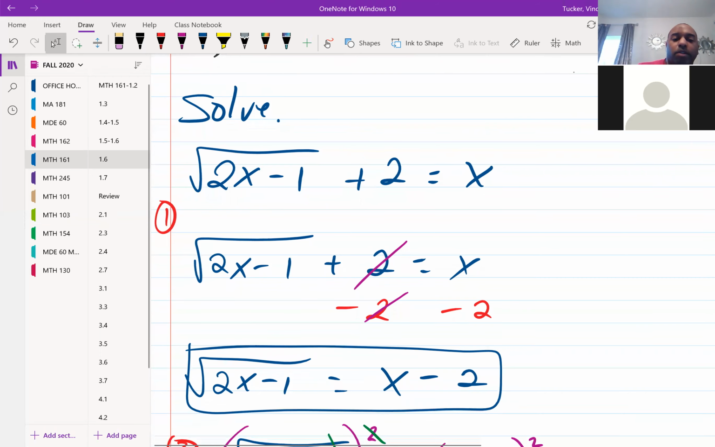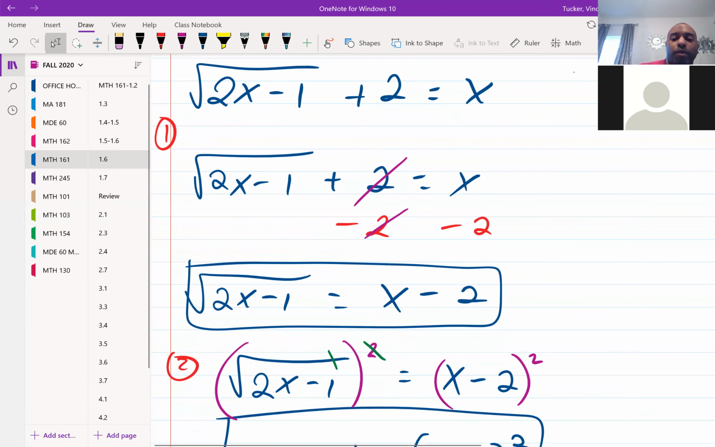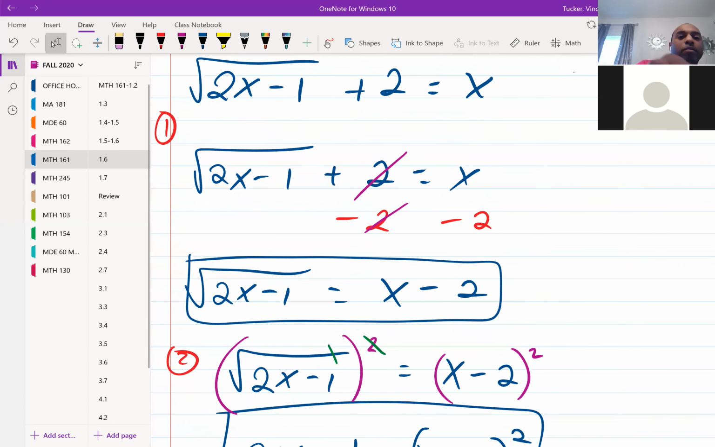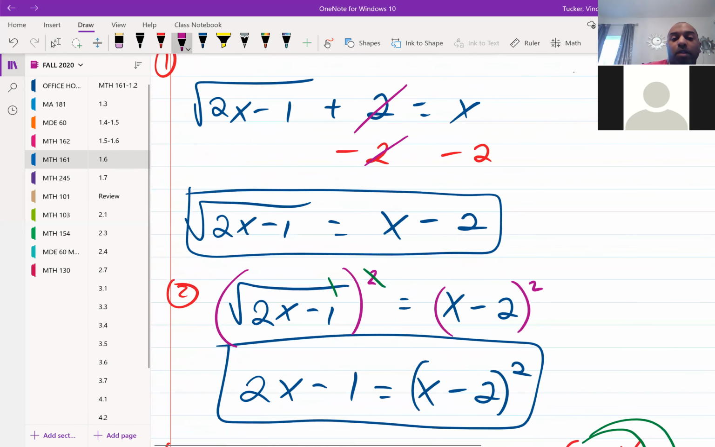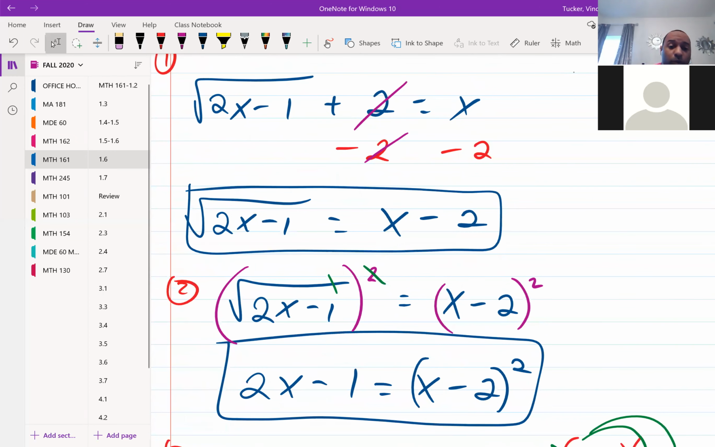All right, next, we want to square both sides. We have the square root of 2x minus 1, so we're going to square both sides, which will make the square root cancel on the left, leaving us with just 2x minus 1, and then x minus 2 squared on the right side.